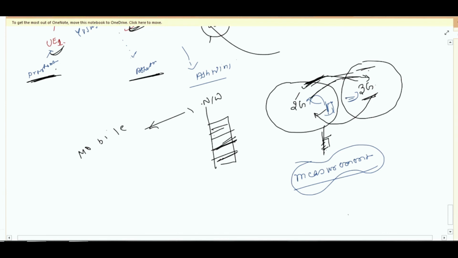In 2G the RAT is TDMA/FDMA, in 3G the RAT is WCDMA, so the RAT is changing, that is IRAT only. So I'm not coming to that point. I'm telling you to understand in terms of implementation.